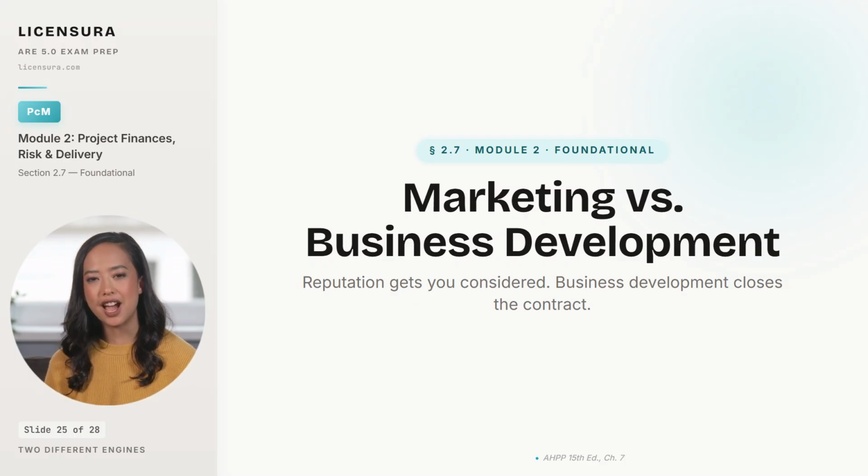Identify a specific client with a specific opportunity. Build the relationship and convert that opportunity into a signed contract. A firm that does only marketing is famous and broke. A firm that does only BD closes the deals it stumbles into but has no pipeline behind them. You need both, running in parallel, and you need to know which one you are doing on any given Tuesday afternoon. Let me put the two side by side so the distinction stops being abstract.